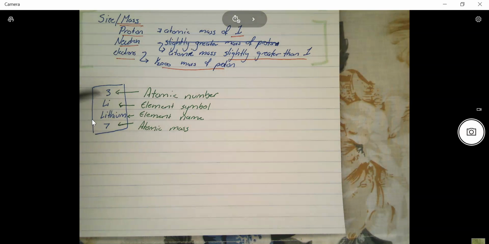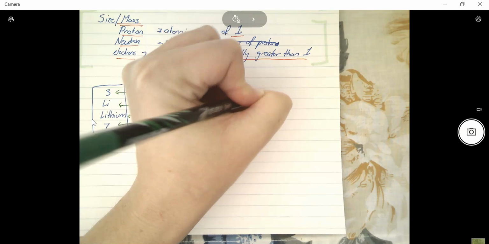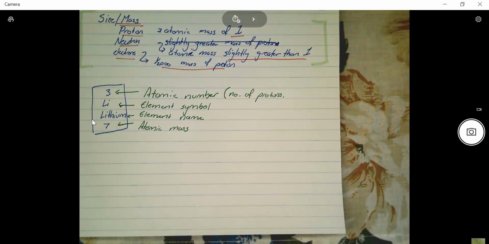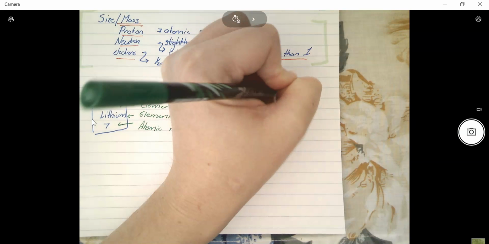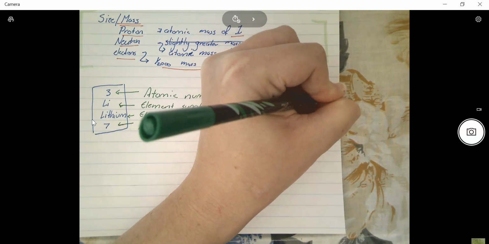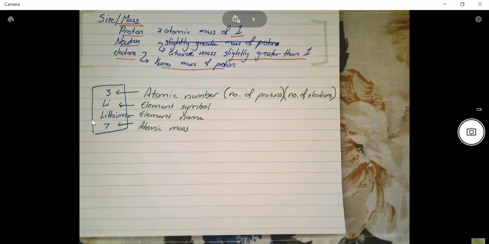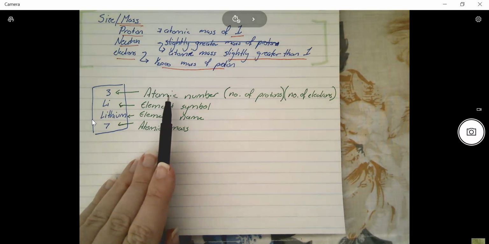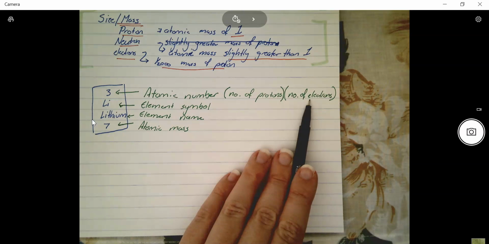For lithium, the atomic number is 3. What does the atomic number tell us? The atomic number tells us the number of protons. That's what that number tells us. It also tells us the number of electrons in what we call a neutral atom. In grade 8 science, we are only dealing with neutral atoms, so we're just going to keep it as simple as the atomic number tells us the number of protons. The atomic number also tells us the number of electrons.